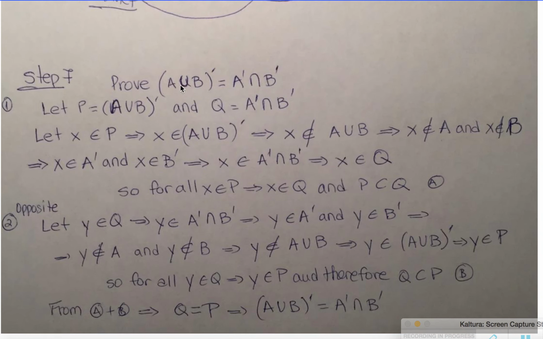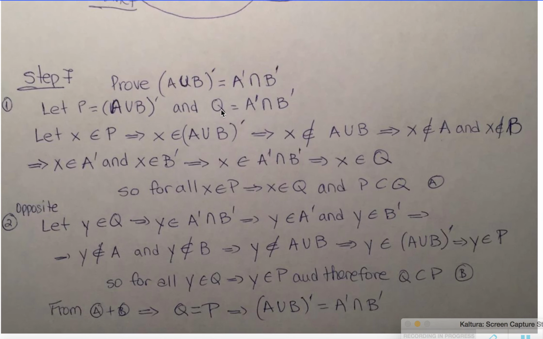What does this law say? This law says that the complement of the union of 2 sets is equal to the intersection of the complements of each set. Okay, so how do we prove this? Well, assume that P is the set (A union B) complement, and Q is the set A complement intersection B complement. Our goal here is to prove that P and Q are equal.